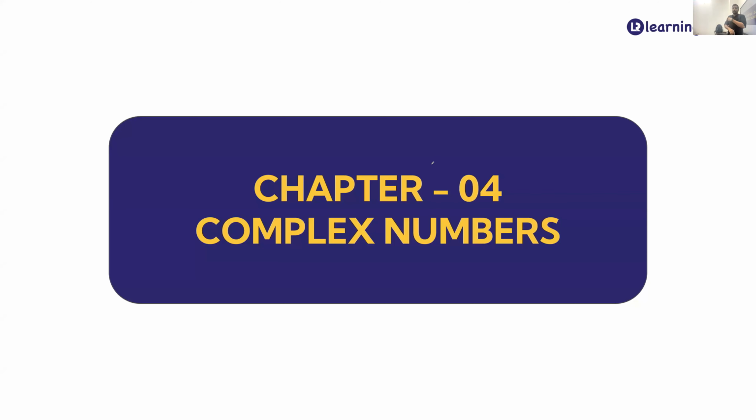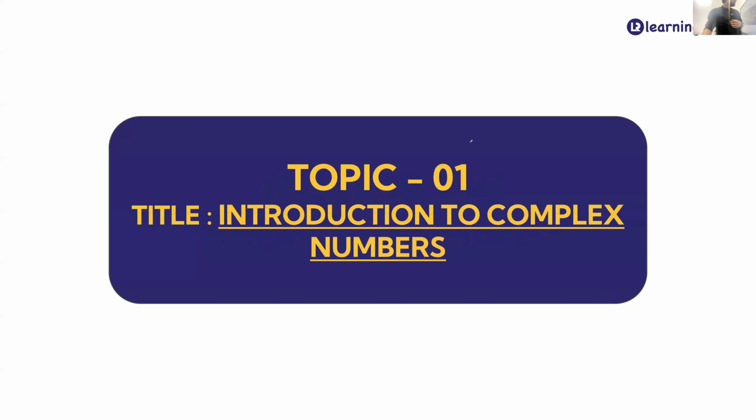So first, let's try to understand where they come from. First, we will see the introduction of complex numbers. The concept of complex numbers comes from the concept of quadratic equations. Suppose I give you this equation, x square minus 5x plus 6 is equal to 0. I'm asking you to factorize it. So what will you do?